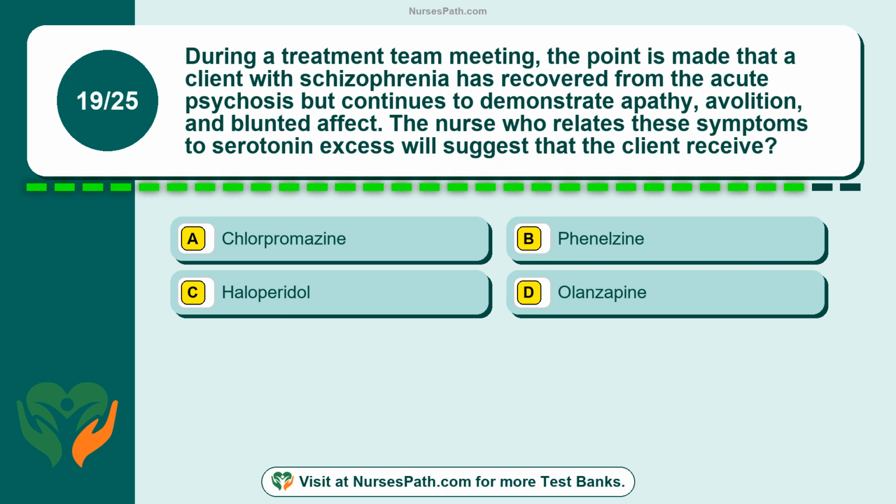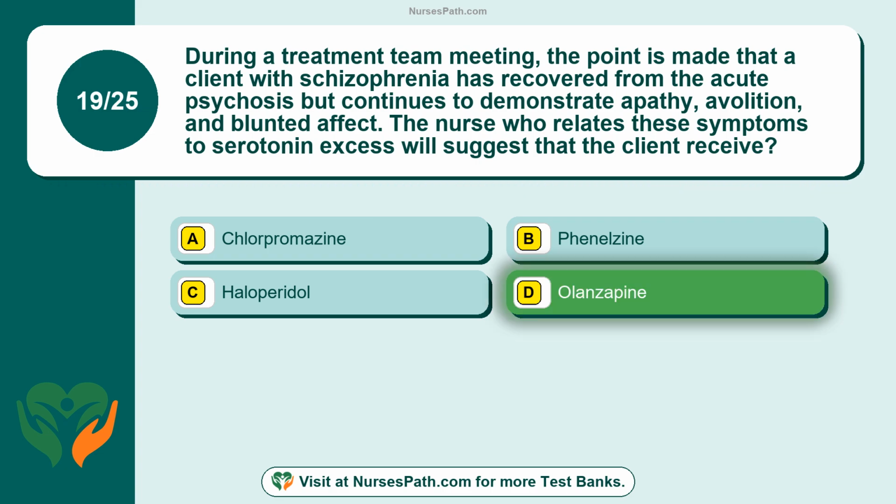Question 19. During a treatment team meeting, the point is made that a client with schizophrenia has recovered from the acute psychosis but continues to demonstrate apathy, volition, and blunted affect. The nurse who relates these symptoms to serotonin excess will suggest that the client receive Option A. Chlorpromazine. Option B. Phenelzine. Option C. Haloperidol. Option D. Olanzapine. The correct answer is option D.